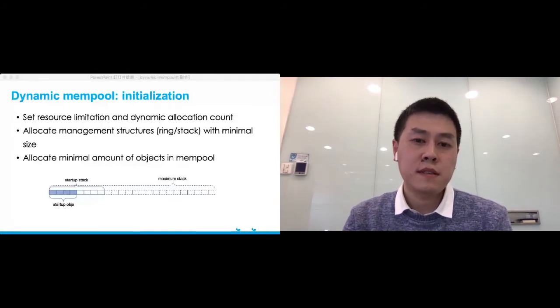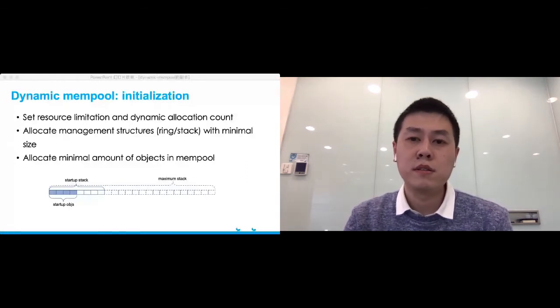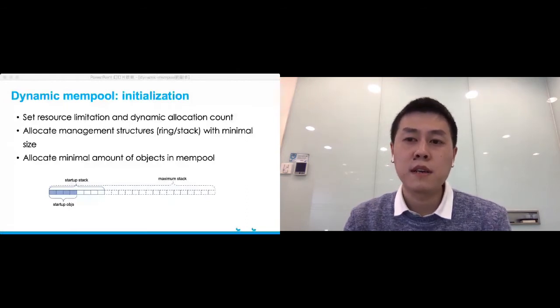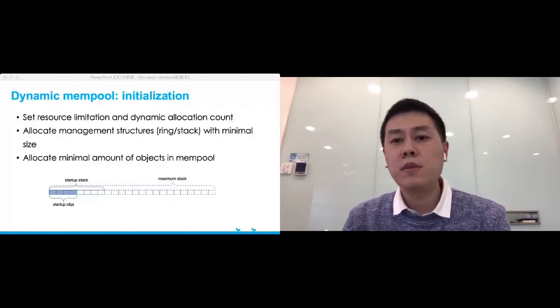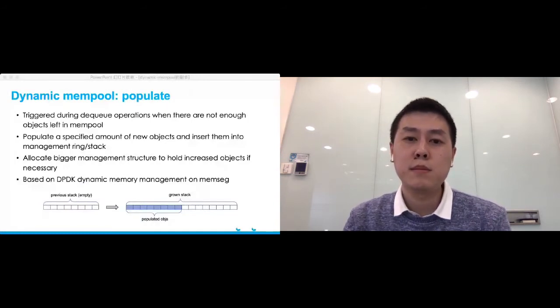The next extension is dynamic growth. The populate or the growth of dynamic mempool is triggered automatically if the dequeue operation could not get enough free objects as required. If the number of already populated objects is smaller than the maximum number, the size of mempool could be grown. A specified number of new objects would be populated and initialized, and then inserted into the management ring or stack.